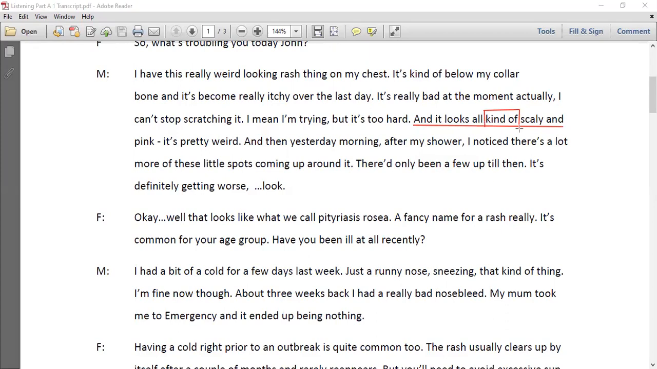So scaly and pink. And then he said, I noticed there is a lot more of these. So instead of saying increase in number of, he said, lot more of this, little spots coming up. They wouldn't use the exact word increase in number of, because that is the language a health professional has used. And then he explained there had only been a few up until then. So far they were just a few, but now he explains more of these little spots. So that tells us increase in number of something.